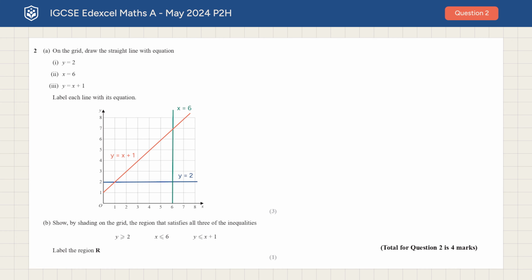Part B asks us to show the region that satisfies all 3 inequalities. We're going to shade the region that meets all 3 conditions. For y is greater than or equal to 2, we want the region above or on the horizontal line, y equals 2. For x is less than or equal to 6, we want the region to the left of or on the vertical line, x equals 6. For y is less than or equal to x plus 1, we want the region below or on the diagonal line, y equals x plus 1. The region that satisfies all 3 is the overlap of these 3 areas. Once you've identified it, shade it in and label it R.